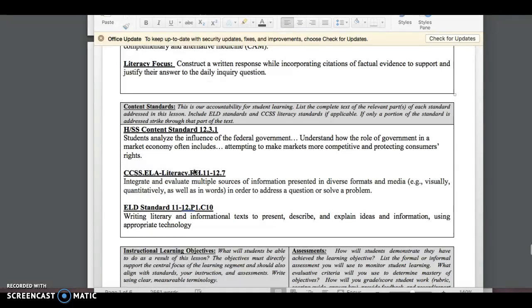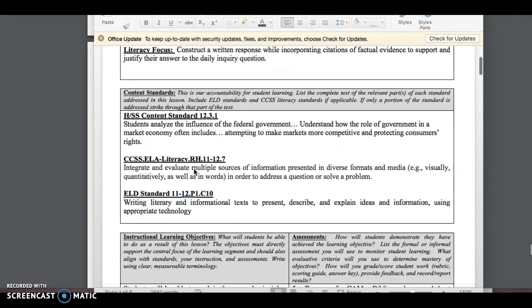So I pulled out 3 content standards. These are all completely different from the ones that were given on the lesson plan because I didn't really like those, because I kind of changed how the lesson plan was. For the history, social science content standard, it was 12.3.1, and it says students analyze the influence of the federal government. I deleted some of the stuff that it said because it wasn't really that related to this lesson. And then it also said to understand how the role of government in a market economy often includes attempting to make markets more competitive and protecting consumers' rights.